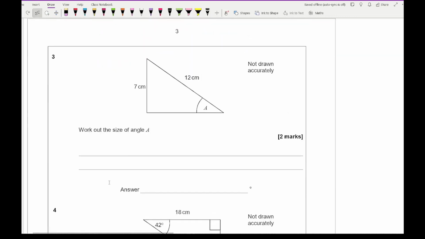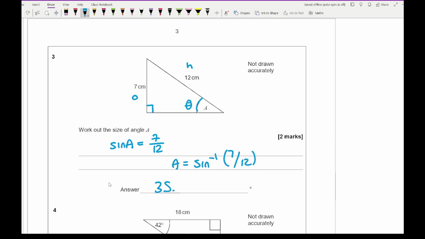Moving on to question 3, it says work out the size of angle A. So again, I'm assuming that it's a right angle triangle. So first of all, we know that this is theta, this is going to be the opposite, and this side is going to be the hypotenuse. So which trig ratio uses O and H? It's going to be sine. So we've got sine A equals 7 over 12. So then to work out A, it's going to be the inverse sine of 7 over 12, which if I type that into my calculator, I get an answer of 35.7, and that's to 1 decimal place.